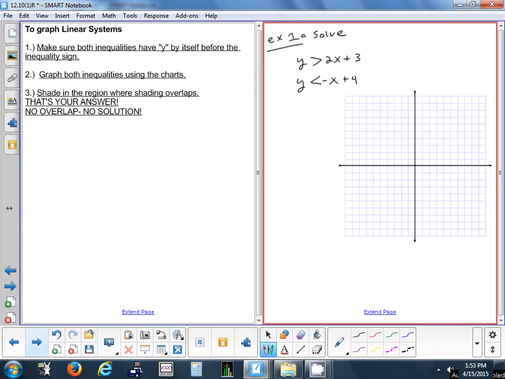As Mr. Rice said, we were solving systems before. We used substitution, we used elimination. You're not going to have to solve anything algebraically. All you're going to have to do is draw a line and color above or below. That's all we're going to have to do.